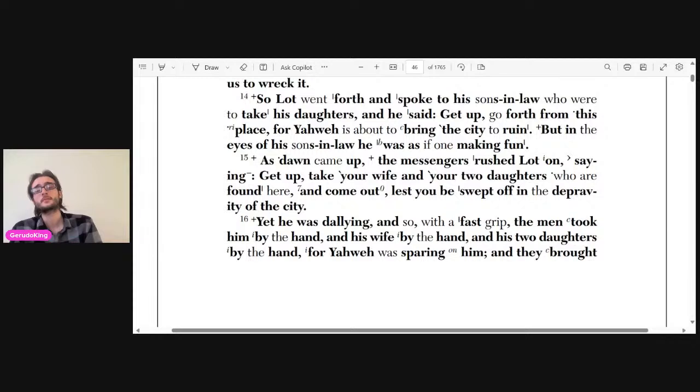As dawn came up, the messengers rushed Lot on, saying, get up, take your wife and your 2 daughters who are found here, and come out, lest you be swept off in the depravity of the city.